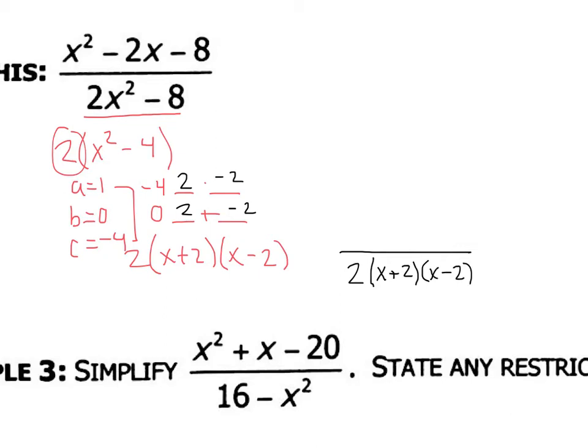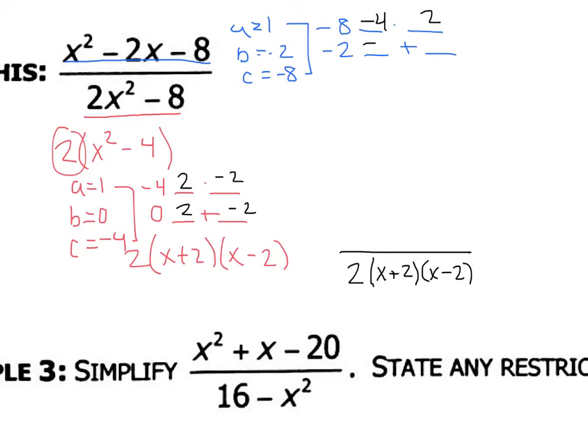Now I'm going to do the top. The top one here is going to be in blue. I'm going to factor that one. Okay, A is 1, B is negative 2, and C is negative 8. When I do A times C, I get negative 8, and then B is negative 2. I need two numbers that when multiplied would give me negative 8, but then add to be negative 2. If your answer was negative 4 and 2, then you are correct.